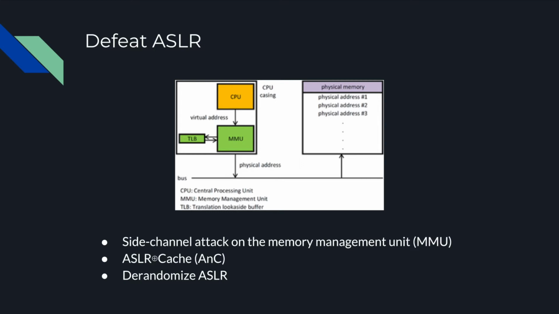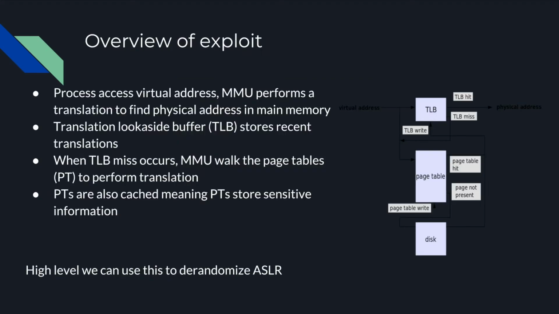Recently, however, a new method has been discovered that unravels the base of ASLR using the actual hardware of the system. This method is known as the Memory Management Unit cache attack. So how does a memory management unit cache attack work? Well, in a basic sense, the attack abuses a key function of the memory management unit, or MMU for short.